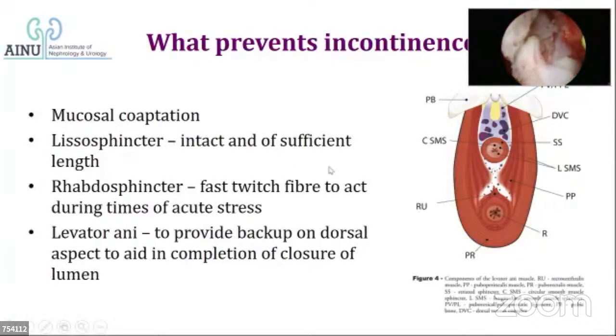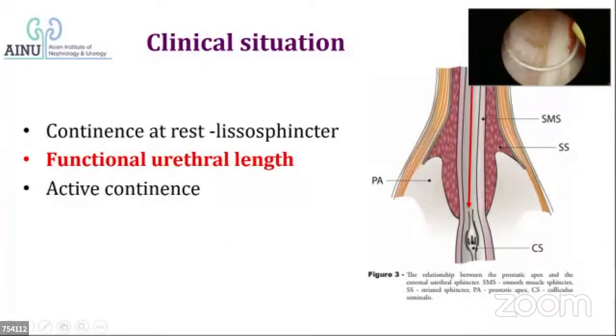In a post-TUR scenario, it is from the verumontanum till the perineal diaphragm. Rhabdosphincter fast twitch fibers act during times of active stress, and the levator ani acts as a backup. So these are the 4 components for preventing incontinence. Now let us look at a clinical situation, what we are seeing in the prostate and urethra.